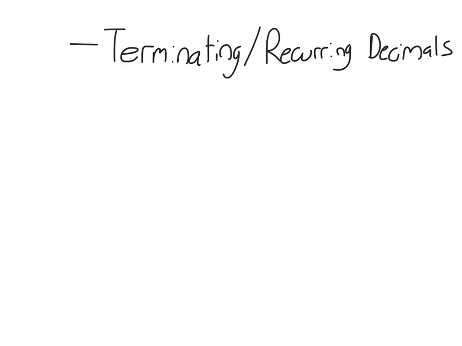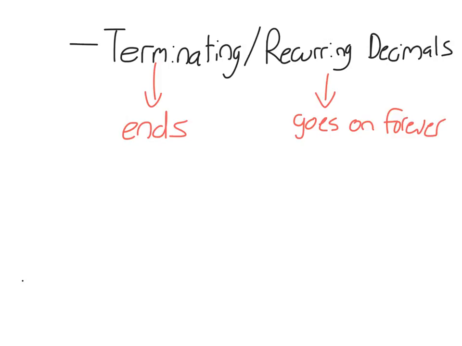All right, so what else do you need to know for the test? What you also need to know is terminating and recurring decimals. Remember, a terminating decimal means the decimal point ends, and recurring means not only that it goes on forever, so it never stops, but also that there is a pattern to it, because sometimes decimals go on forever and there's no pattern. In fact, that's what irrational numbers are.